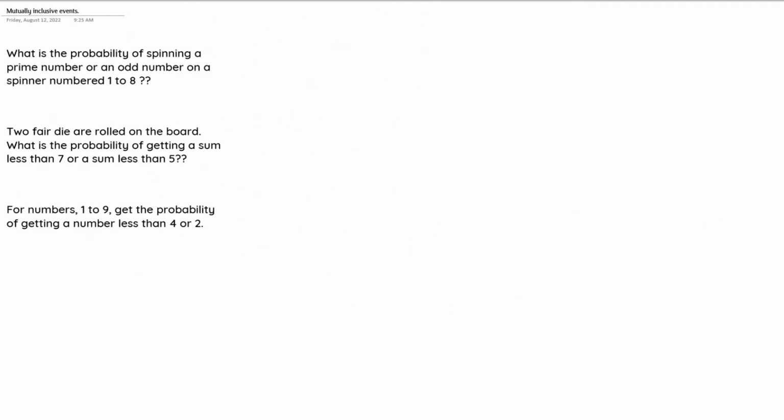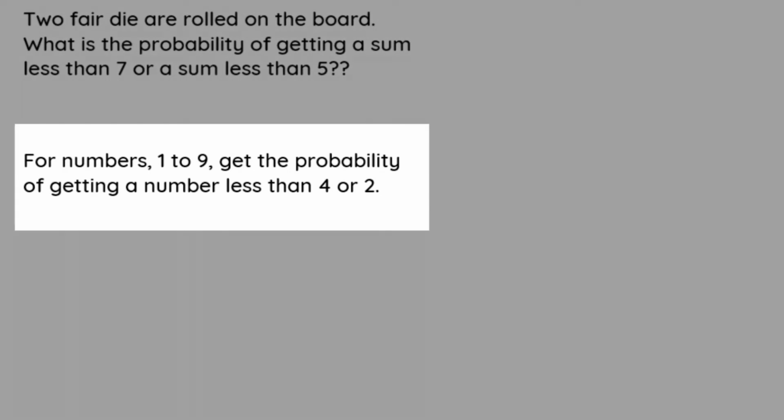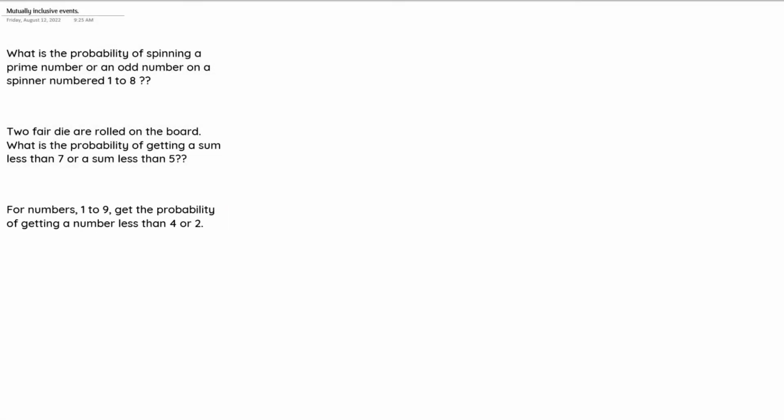So our final question says that for numbers 1 to 9, get the probability of getting a number less than 4 or 2. So the sample space of our experiment, which is going to be S, is equal to 1 down to 9. So we have 1, 2, 3, 4, 5, 6, 7, 8, and 9.